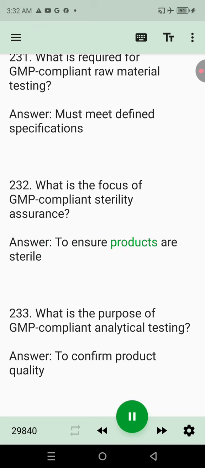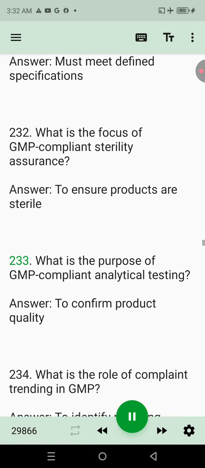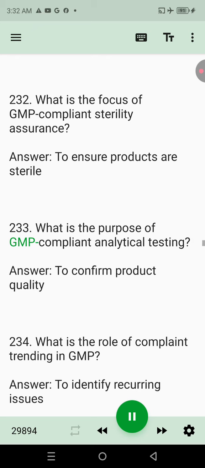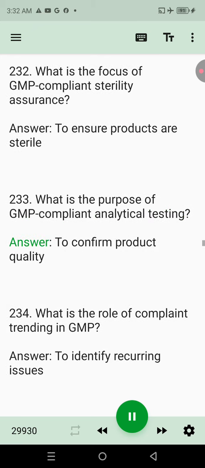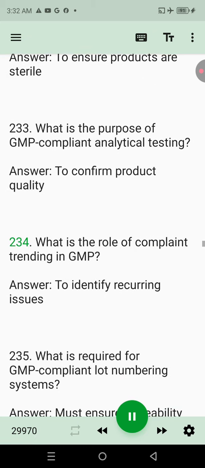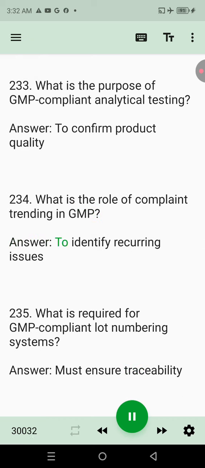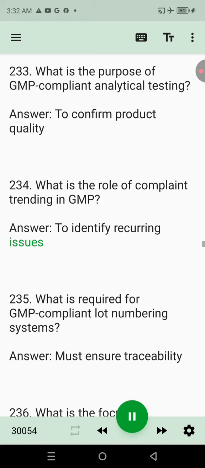Answer: to ensure products are sterile. 233. What is the purpose of GMP-compliant analytical testing? Answer: to confirm product quality. 234. What is the role of complaint trending in GMP? Answer: to identify recurring issues.